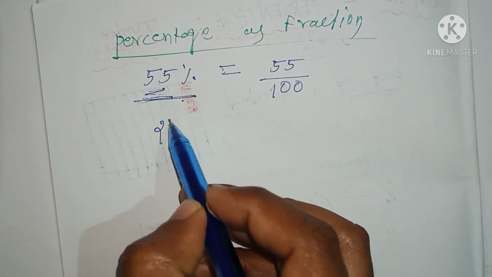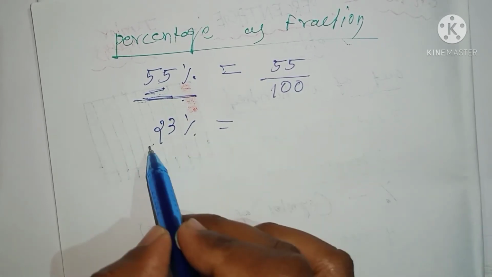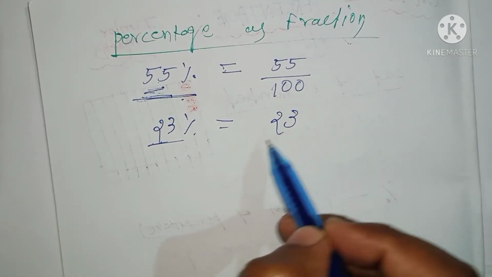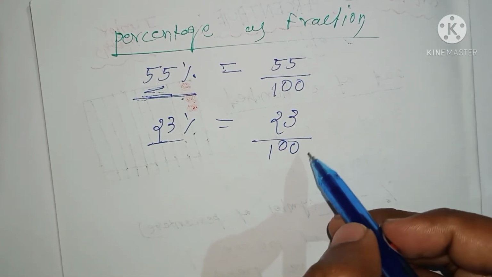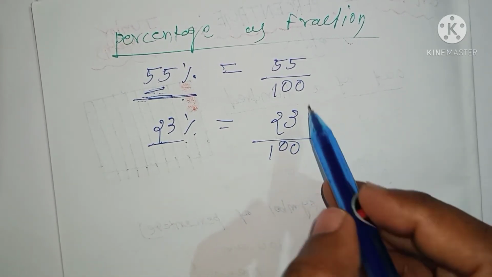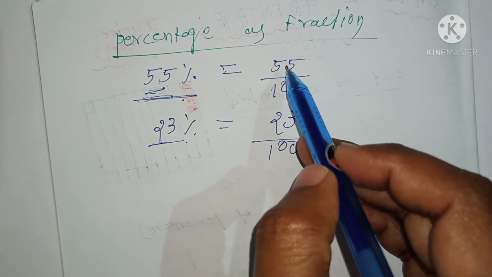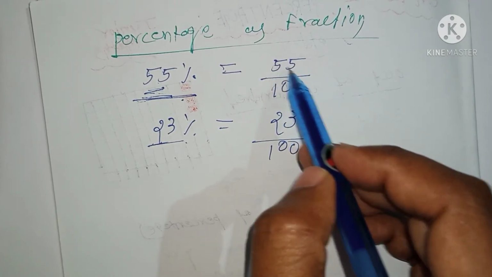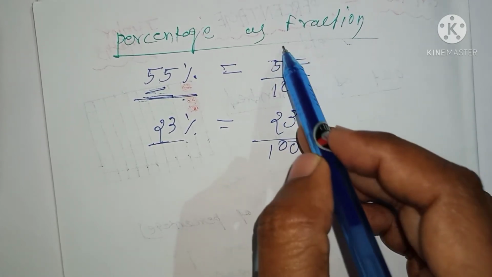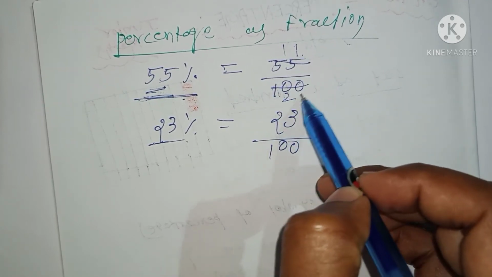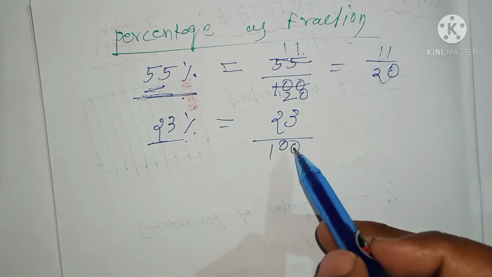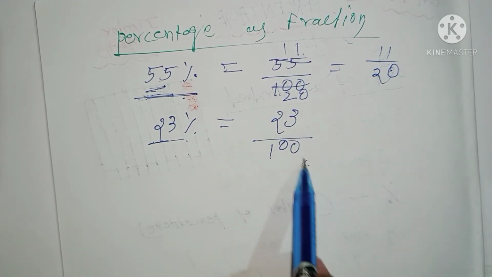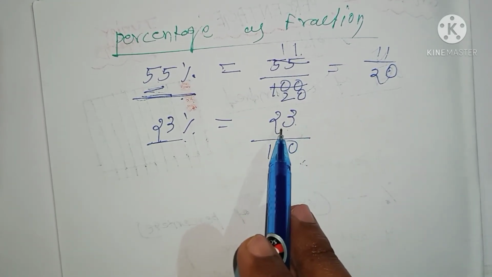Similarly 23%: whatever the percentage is, keep it in the top and write 100 in the denominator. Then you will get the required result. After that you will write it in the simplest form. 5 1s are 5, 5 1s are 5, 5 2s are 10, here 0. So 11 by 20. Similarly, this one we can write as 23 by 100, it does not cancel, so this will be the result.